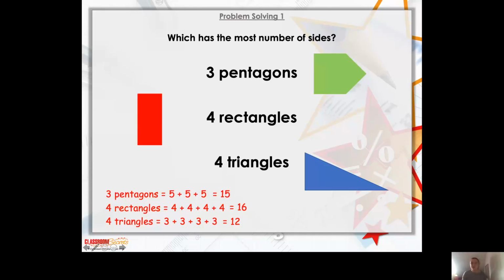So now it is your turn. On your resource 2, which is called Year 2 Maths, resource 2, you have 2 problem-solving questions that are very similar to the ones that we have just looked at. Okay, so if you could have a go at those, that would be fantastic.